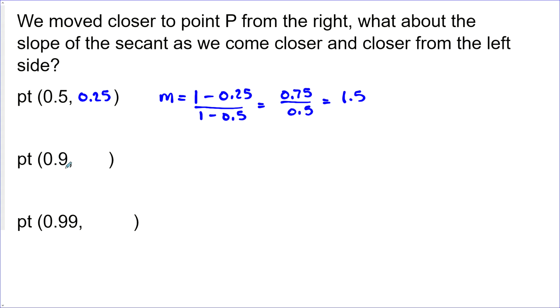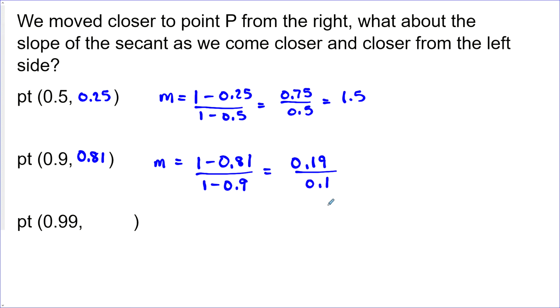Next one, 0.9 squared is 0.81. And again, our slope formula here is m equals 1 minus 0.81 over 1 minus 0.9. And this gives us 0.19 in the numerator and 0.1 in the denominator. Just move the decimal over or multiply top and bottom by 10. We get 1.9. And already we can see the pattern here, 1.5, 1.9.